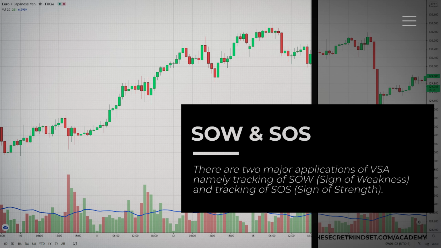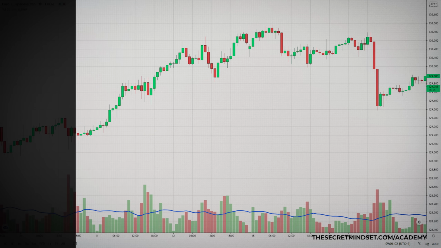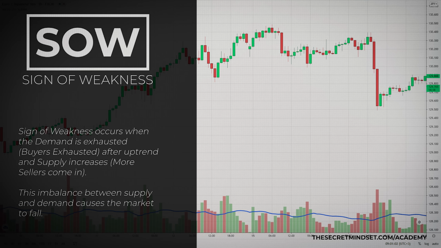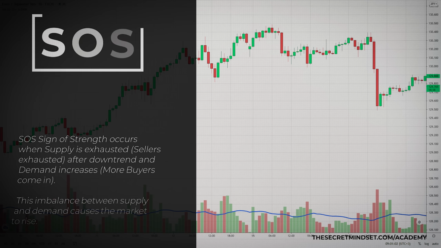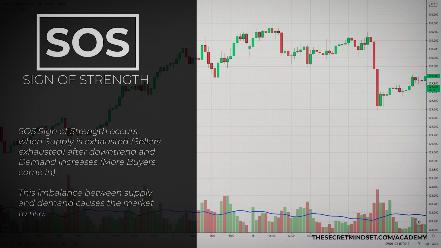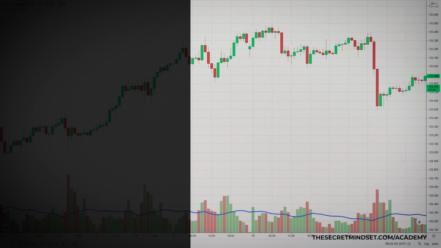There are 2 major applications of the volume spread analysis, namely tracking the sign of weakness and tracking the sign of strength. Sign of weakness occurs when the demand is exhausted, meaning the buyers are exhausted after the uptrend, and the supply increases, meaning more sellers come in. This imbalance between supply and demand causes the market to fall. Sign of strength occurs when supply is exhausted, meaning the sellers are exhausted after a downtrend, and demand increases, meaning more buyers come in. This imbalance between supply and demand causes the market to rise.